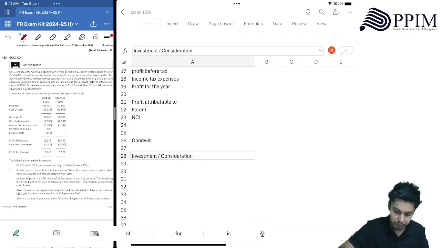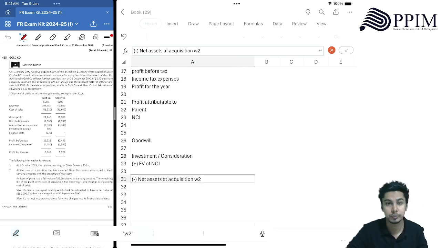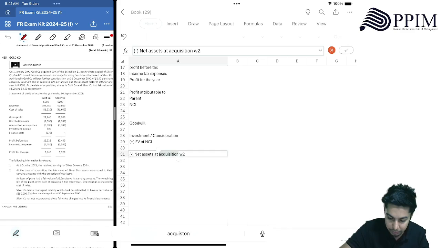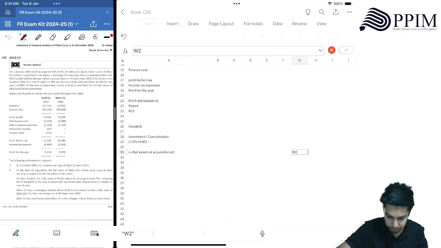Consideration. And to that, what do we normally add? We add fair value of NCI. Then from that, what do we normally subtract? Net assets at acquisition, which is basically working number 2. Remember, because we are doing an income statement, this net assets at acquisition, working number 2, we have to prepare separately. Is that clear? So I'll just mark it over here. Working number 2. What is working number 2? Net assets of subsidiary.